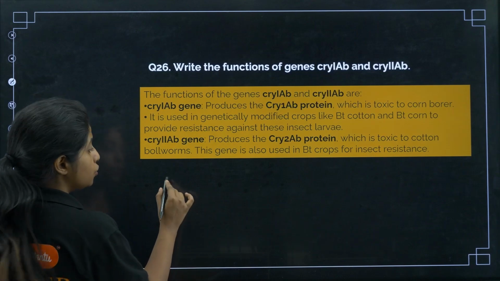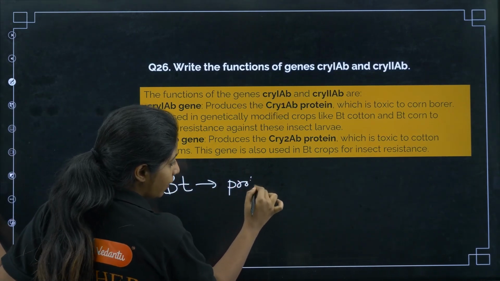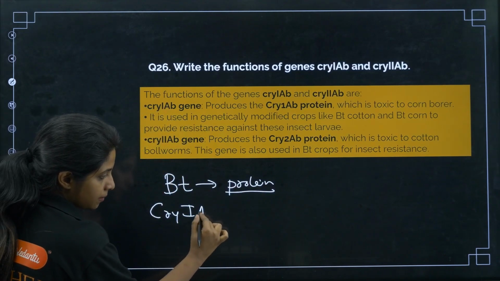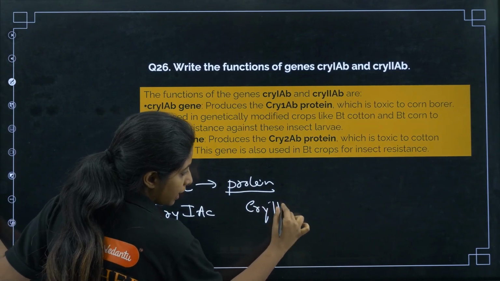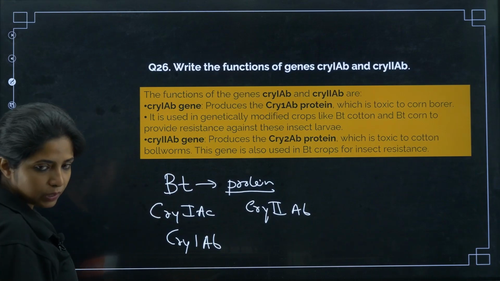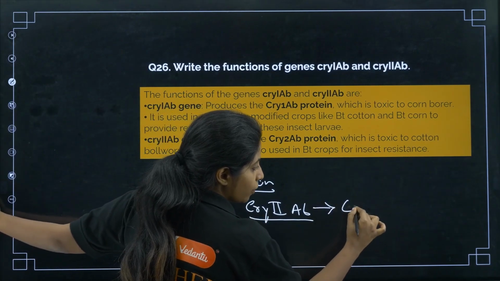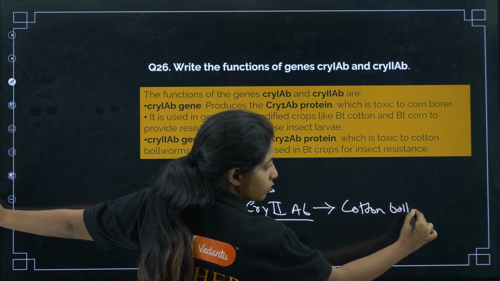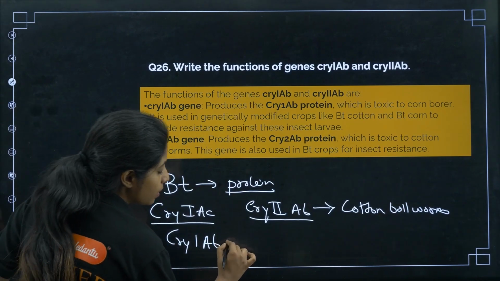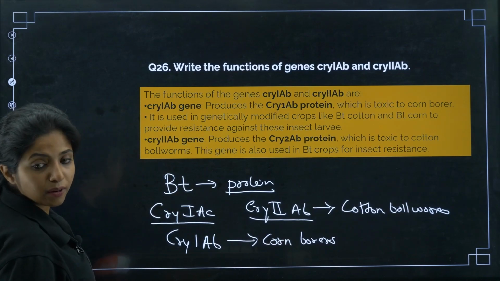I told you about Bacillus thuringiensis, that is BT. Now BT is able to produce a toxin that is a protein basically. Why? Because it has certain genes for it. So the genes are Cry1AC, Cry2AB and Cry1AB. Now Cry1AC and Cry2AB, both of them are responsible for killing cotton bollworms. Now they are specific. They produce toxins that kill cotton bollworms. Cry1AB is the one that kills corn borers. That kills what? Corn borers, my dear children.